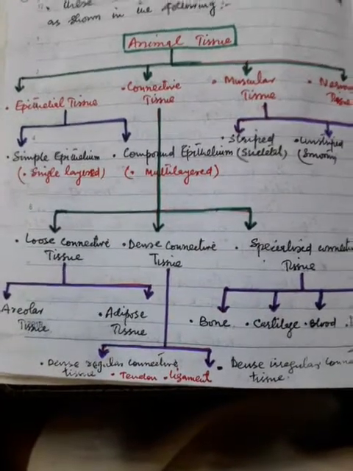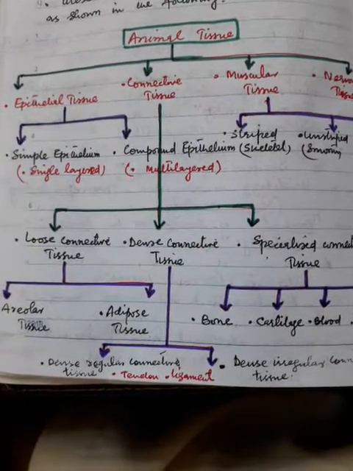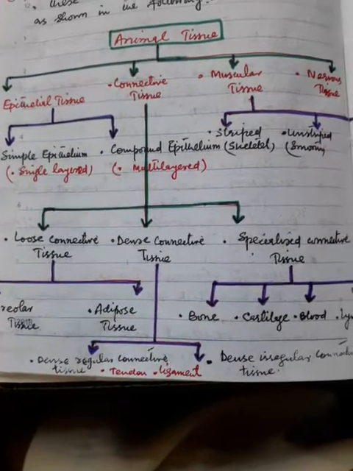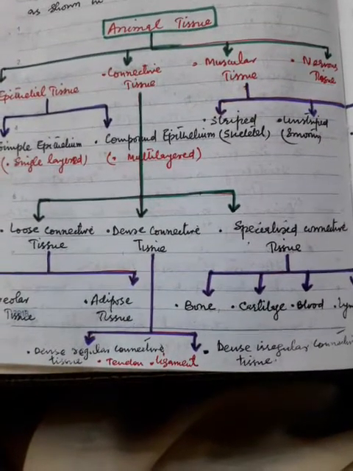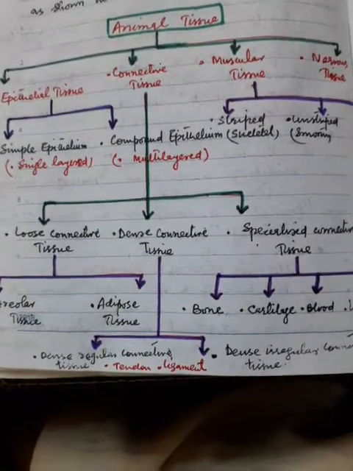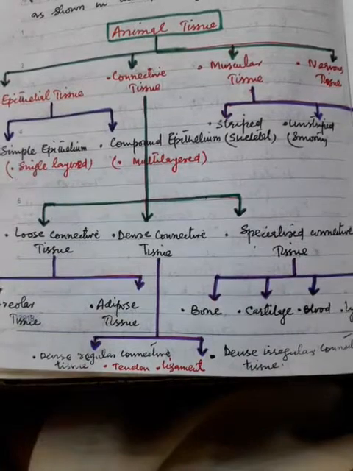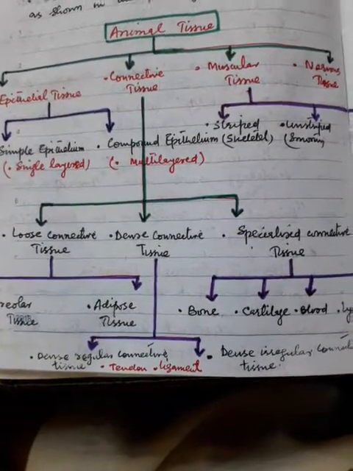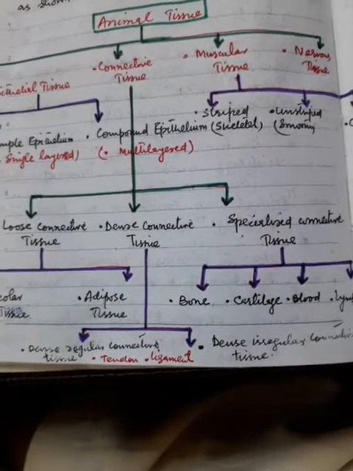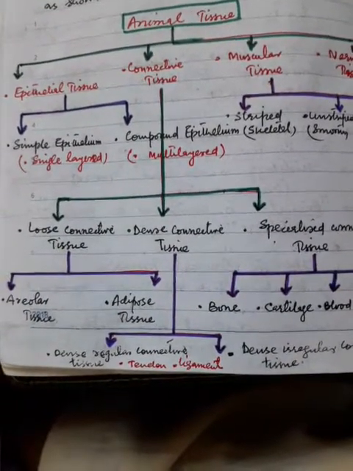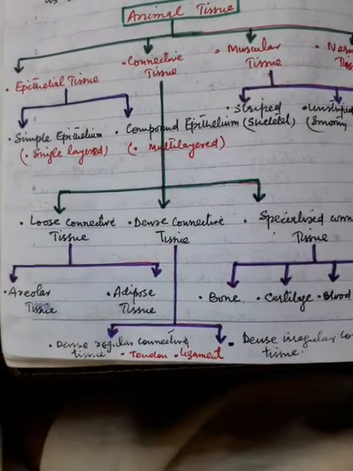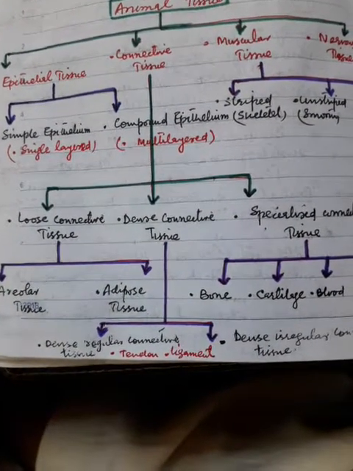Epithelial tissue is further classified into two types: simple epithelium, which is single layered, and compound epithelium, which is multilayered. Connective tissue is classified into three types: loose connective tissue, dense connective tissue, and specialized connective tissue. Loose connective tissue is further subclassified into two types: areolar tissue and adipose tissue.